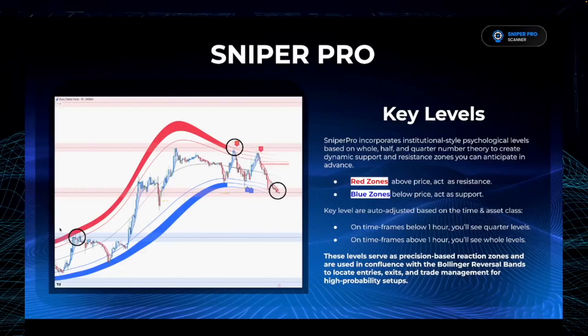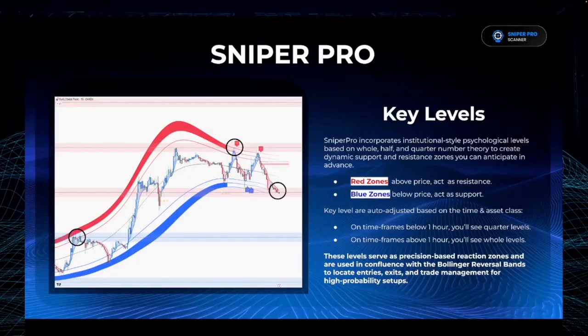So you will see, while not perfect, these psychological key levels, they do serve as great areas of support and resistance in the market where you can anticipate some price reaction. Now, the key levels will dynamically adjust. If you are on time frames below the 1 hour, they will start to break down in quarters and halves of quarters. And if you are in the 1 hour time frame and above, it will dynamically give you whole levels, right?